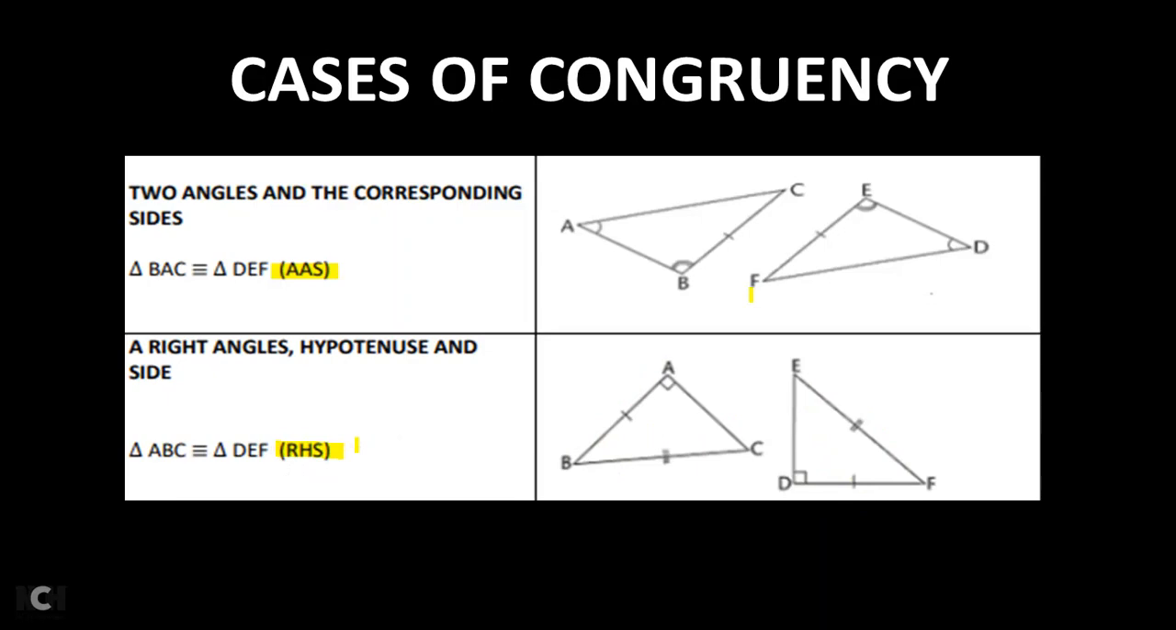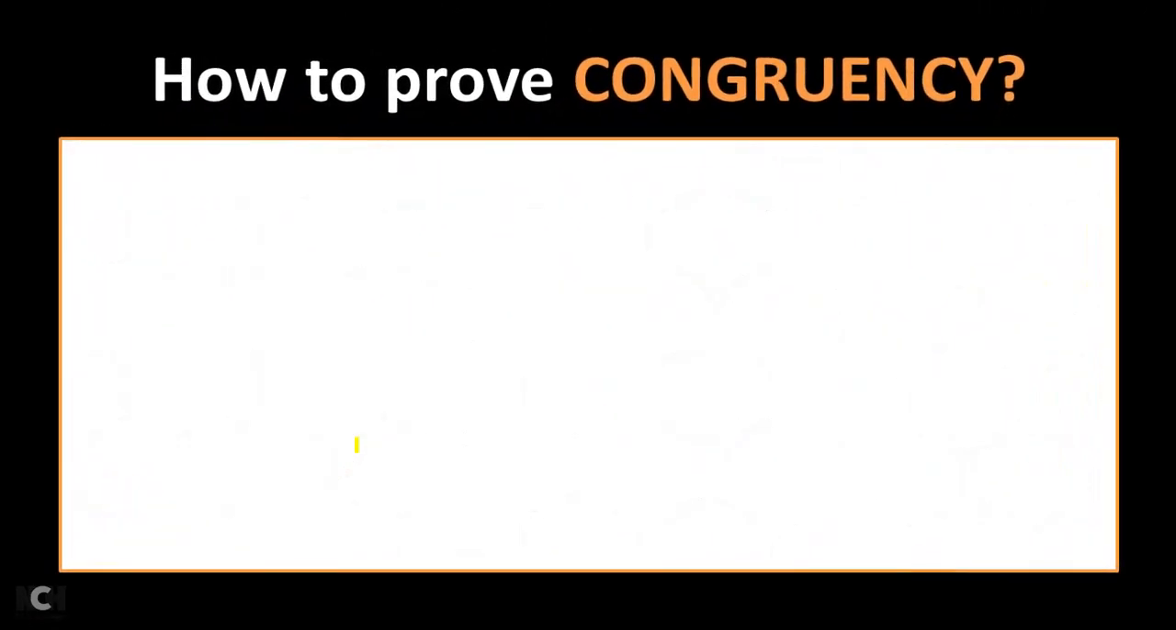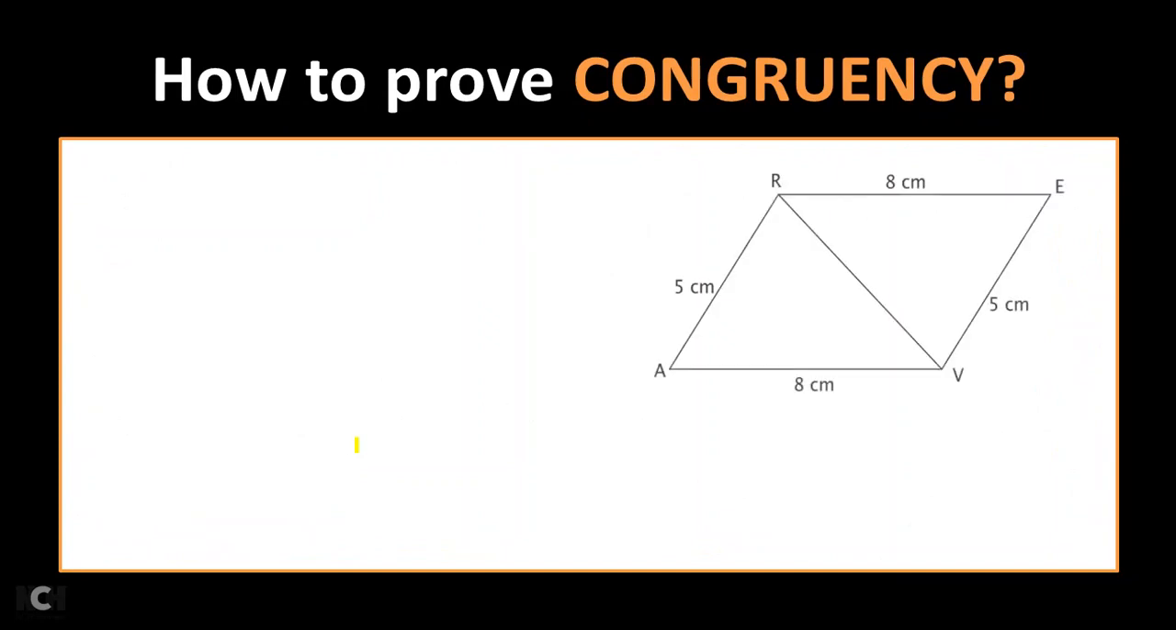So now, how do we prove congruency? That's the kind of question we want to ask ourselves. How do we prove congruency? But we already talked about the cases that should hold before you can conclude that two triangles are congruent to each other. So now let's just take an example.